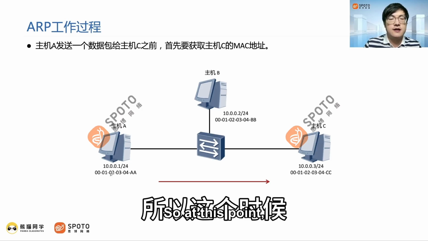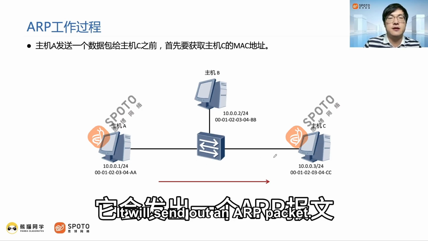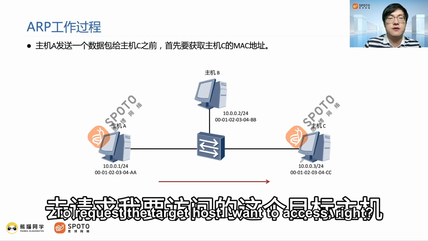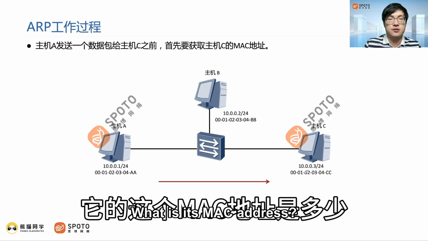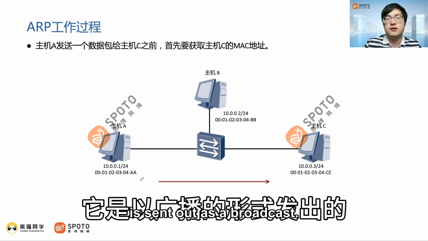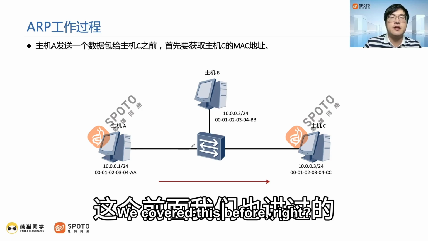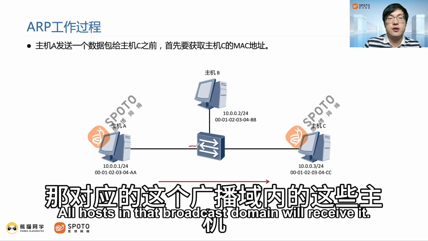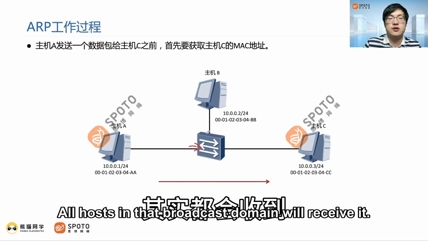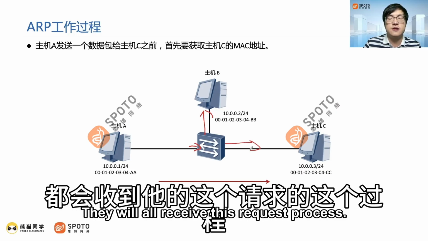So at this point, host A, right? It will send out an ARP packet to request the target host I want to access, right? What is its MAC address? Note that this packet is sent out as a broadcast. It is sent out as a broadcast. So what is the characteristic of this? We covered this before, right? All hosts in that broadcast domain will receive it. They will all receive this request.